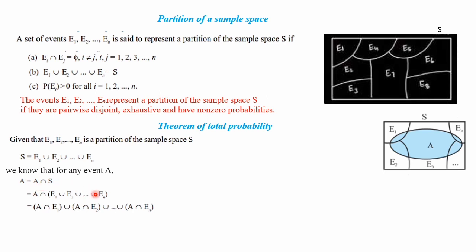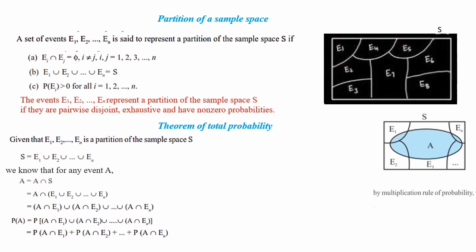union A intersection En. Then when we take the probabilities on the left side and right side, P of A is equal to P of A intersection E1 union A intersection E2 union, etc., union A intersection En. Just separate it, that is P of A intersection E1 plus P of A intersection E2 plus, etc., plus P of A intersection En.